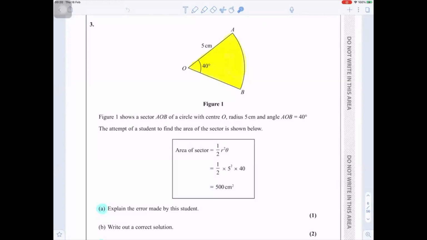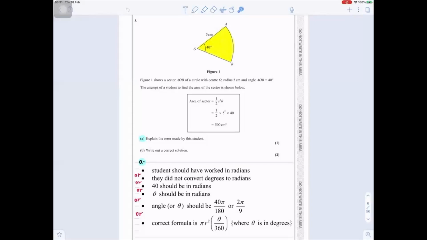Question number 3. Figure 1 shows a sector AOB of a circle with center O and radius 5 centimeters and angle AOB is 40 degrees. The attempt of a student to find the area of the sector is shown below. Explain the error made by this student and write out the correct solution. The student should have worked in radians. The student is using degrees, 40 degrees, but they should have used radians. Or you can say the student did not convert degrees to radians. Or 40 should be in radians. Or the angle should be in radians. That's a different way to say the same thing.